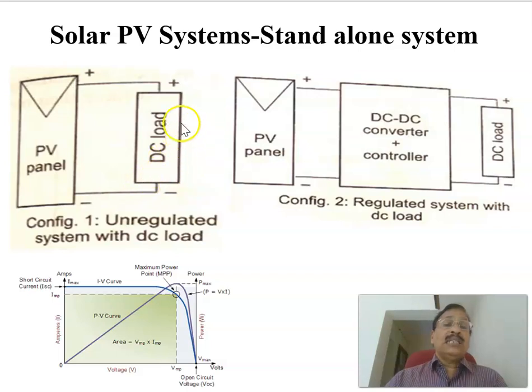There's no regulation. That is given to the DC load. It's an unregulated system with a DC load. The second case, as I already explained, is that a converter is added in between the PV panel as well as the DC load.